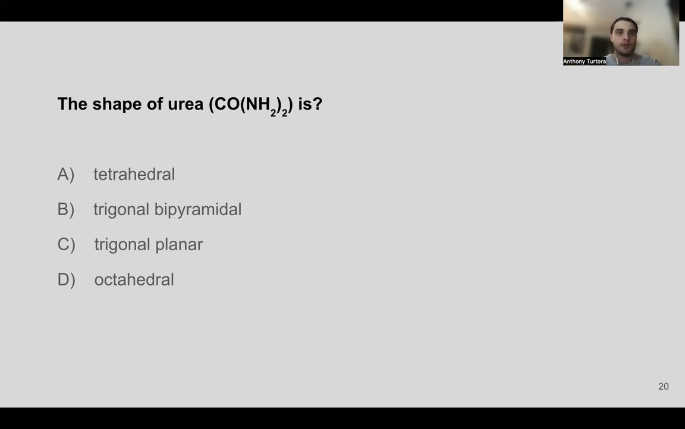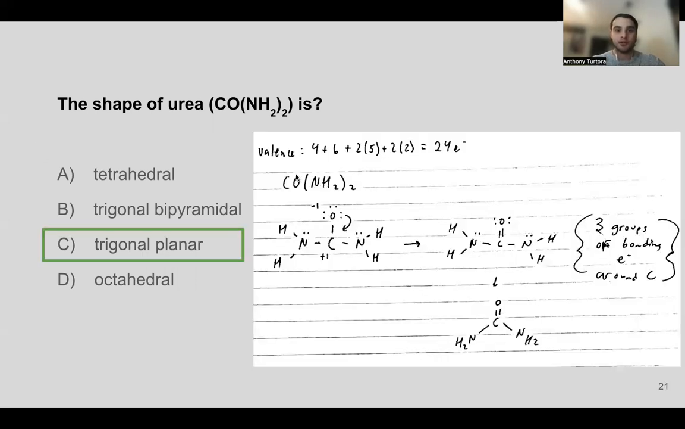All right. So this question states, what is the shape of urea? And we are given here that it's CO and we have two NH2s. So we have to be able to draw this in order to get the answer, and we have to know how to get molecular geometries. So I can draw out my urea.